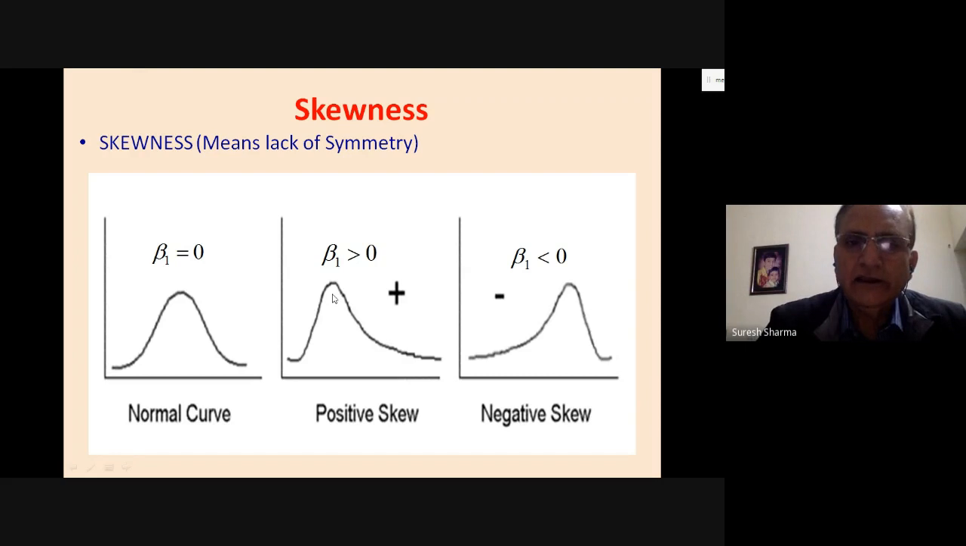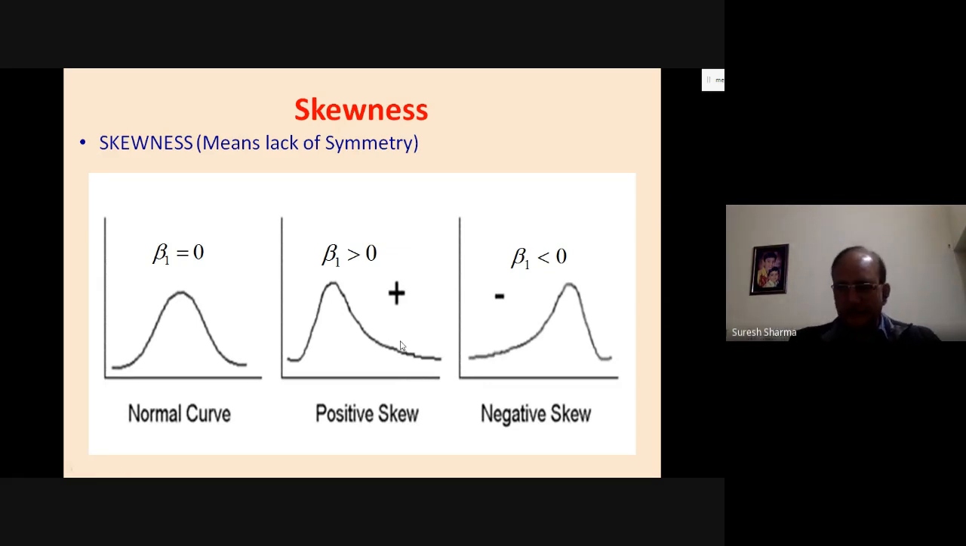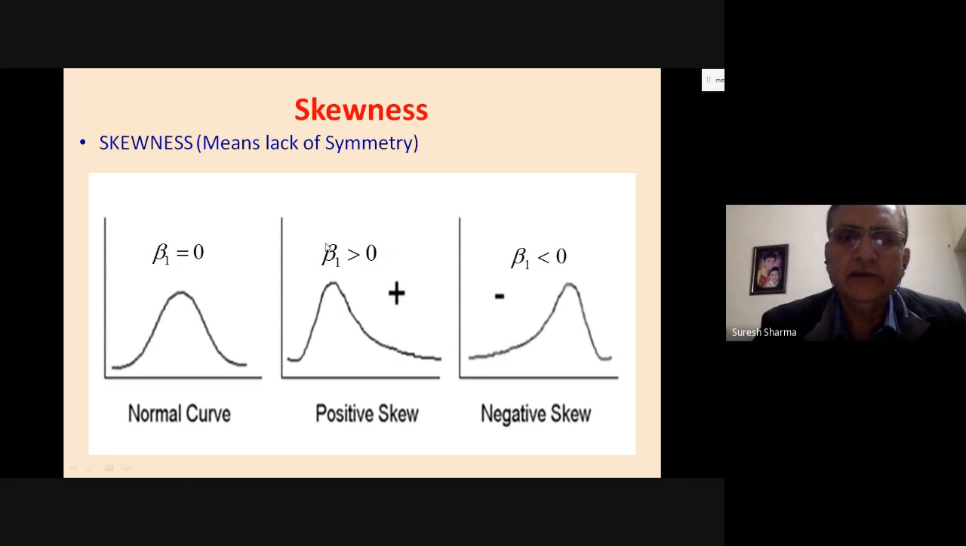But let's say you look at the picture of your histogram. Let's say one bar is here, then two bars on the left-hand side, and there are eight and nine bars on the right-hand side. If you draw a curve, the curve will look like this. Now, if you drop a line from the highest point, the area on the left-hand side is less, but the right-hand side becomes more. If the right-hand area is more in a curve, then we say that your data is positively skewed.